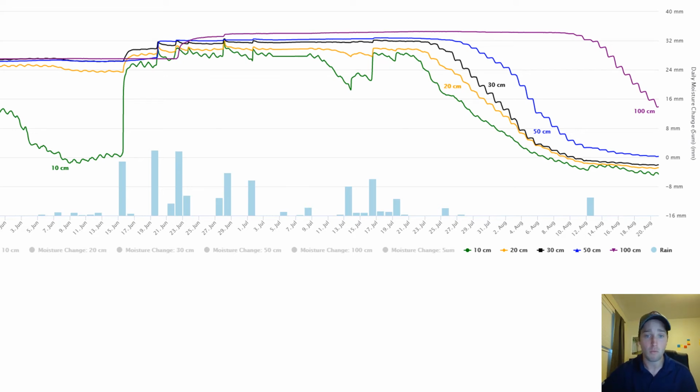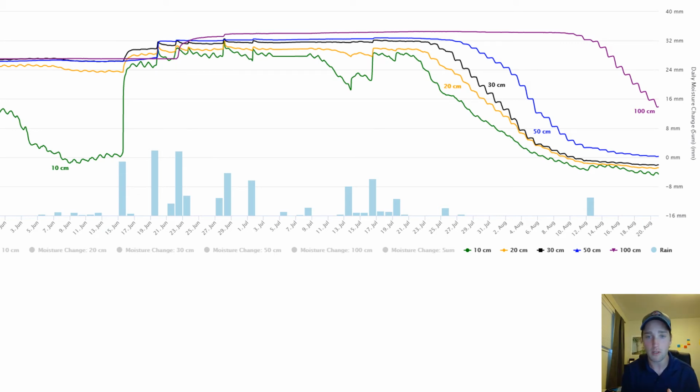And then those blue bars at the bottom again are representing rain events. As the bar gets higher, there's more moisture in that soil. There are quite a few things we can look at here, and I'll go through an example of what I'm seeing from the soil.